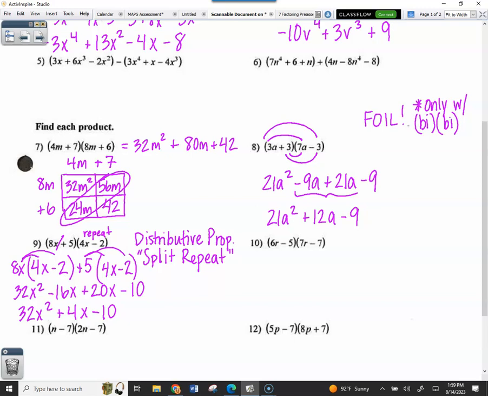Does someone have a question? Do you know the parentheses are about the 32x squared plus 4x minus 6? No, that's my answer. Yeah.